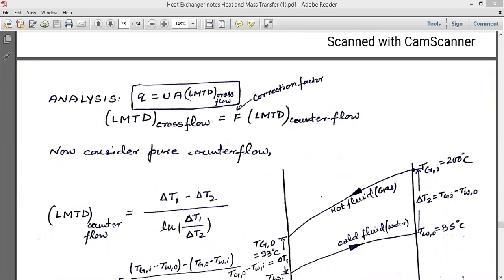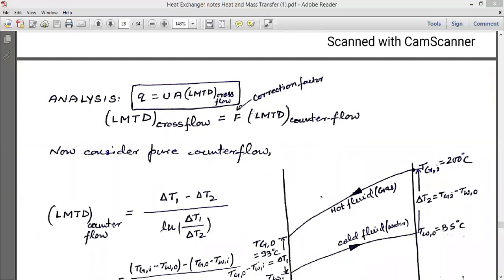See here, U A LMTD. And LMTD for what? LMTD for the given type of heat exchanger. Here the given type of heat exchanger is cross flow, so we are going to use the LMTD for cross flow. What is the LMTD for cross flow? It is nothing but the correction factor multiplied by the LMTD for counter flow. We need to determine first the LMTD for counter flow as well as the correction factor. With the help of these two quantities, we can determine the LMTD for cross flow. So how will we determine the LMTD for counter flow? We will consider the cross flow as a pure counter flow.